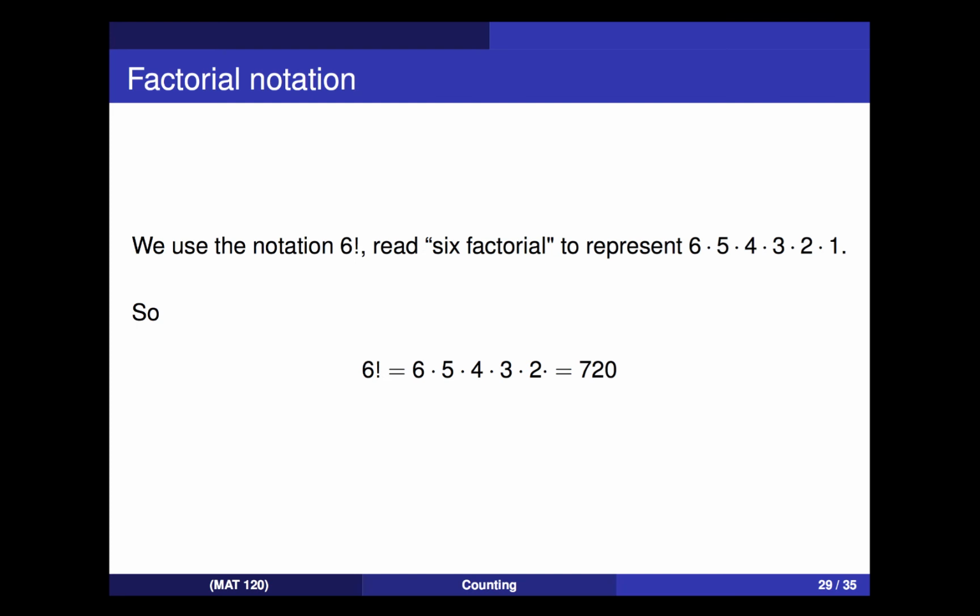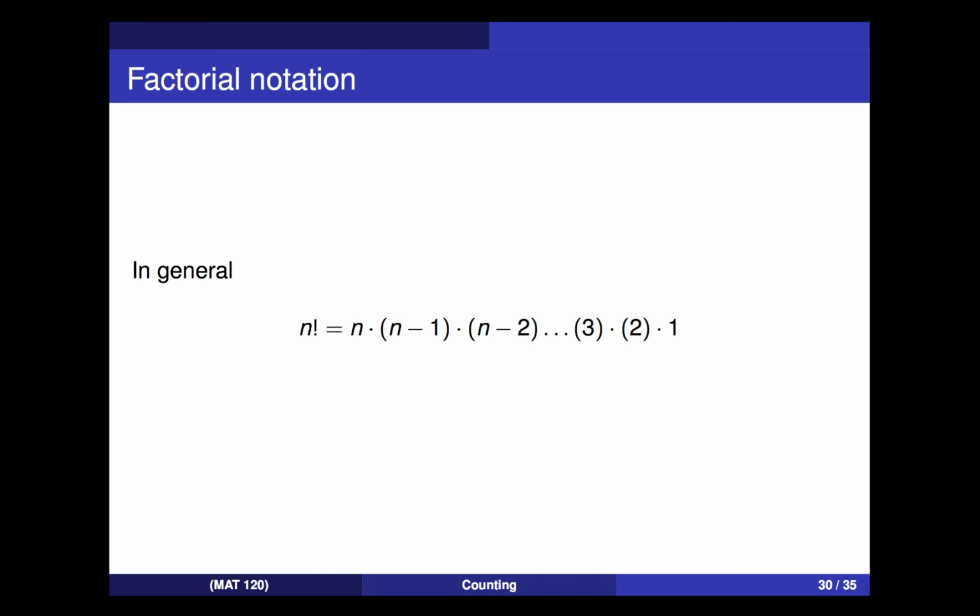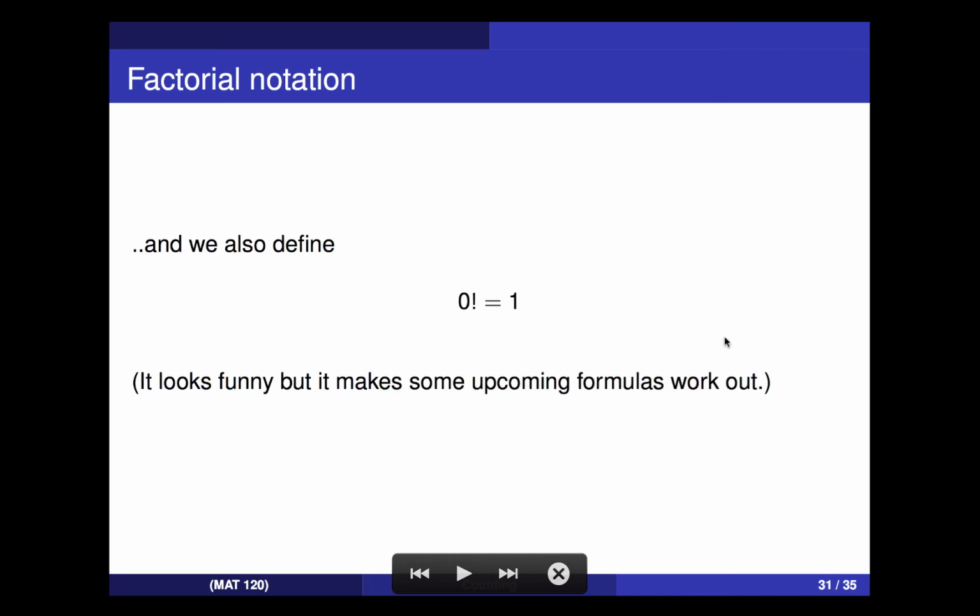So here's a little bit of notation because these products arise frequently in combinatorics. 6 times 5 times 4 times 3, 2, 1. So our notation is the exclamation point, which we read as factorial. So 6 factorial is 6 times 5 times 4, etc. In general, n factorial, you multiply n times every successive number down to 3, 2, 1. Okay? And then we also define 0 factorial this way. It just makes things work out.